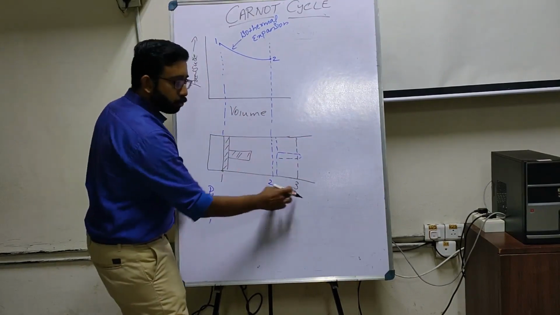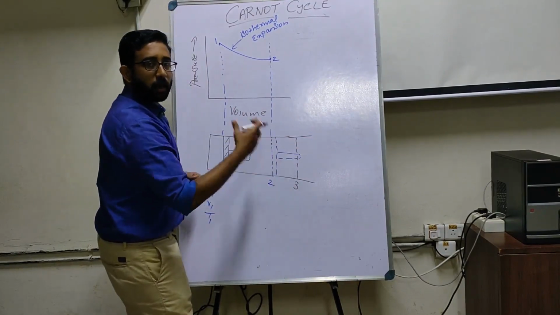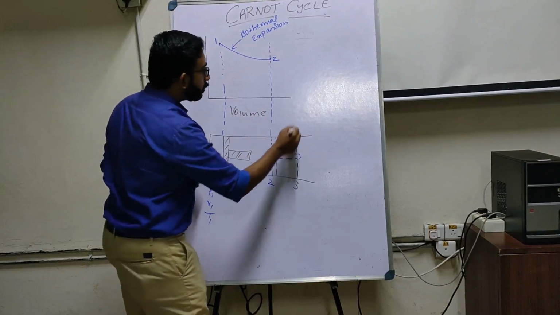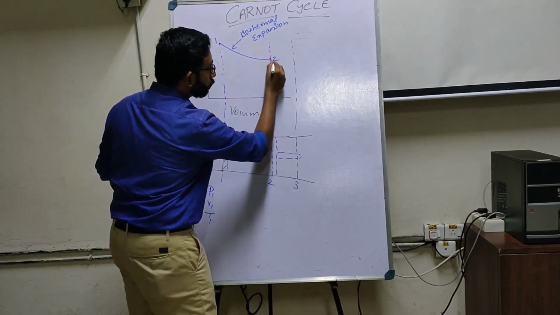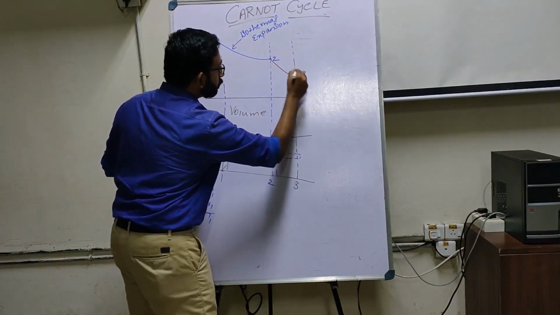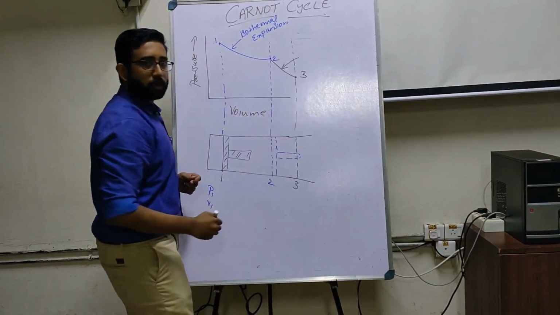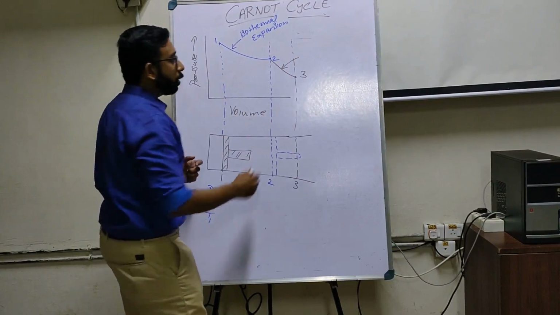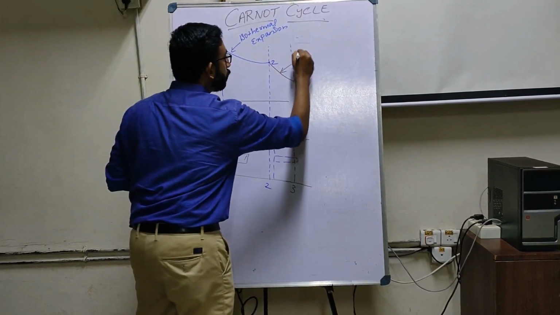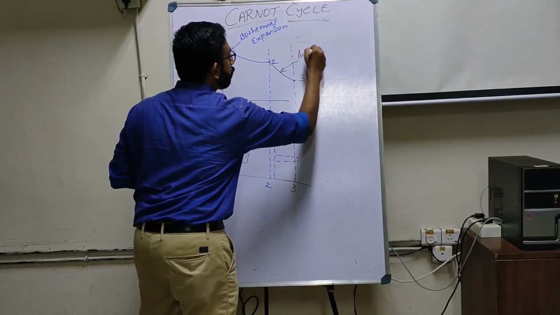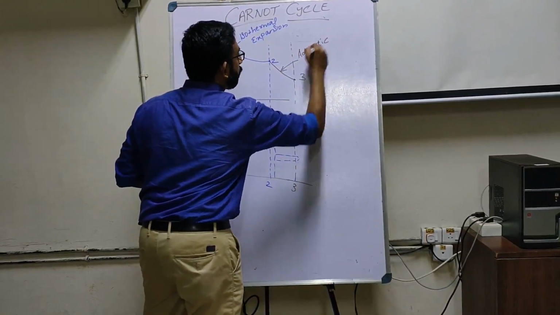Now from 2 to 3, the piston further expands adiabatically, and this can be marked in the diagram as follows. Further, there is an increase in volume with decrease in pressure, but the process is adiabatic. That is, adiabatic means heat transfer is 0. This is an adiabatic expansion process.